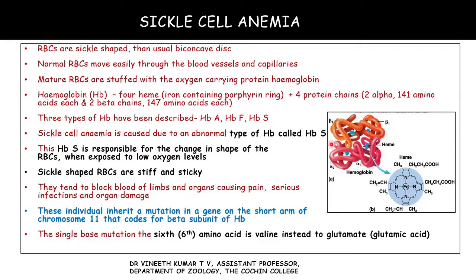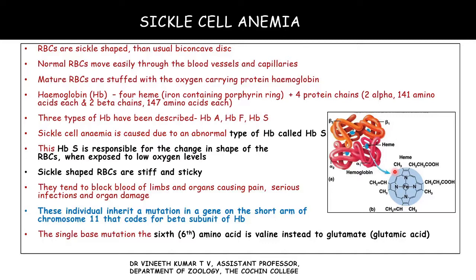Three types of hemoglobin are usually distinguished in humans. The one seen in adult humans is called hemoglobin A. The other one is fetal hemoglobin, which is hemoglobin F. The other one is the abnormal hemoglobin, which is generated as a result of a mutation, and that is called HbS, where S stands for sickle cell anemia. So sickle cell anemia is due to the abnormal type of hemoglobin in the RBC, which is called HbS.